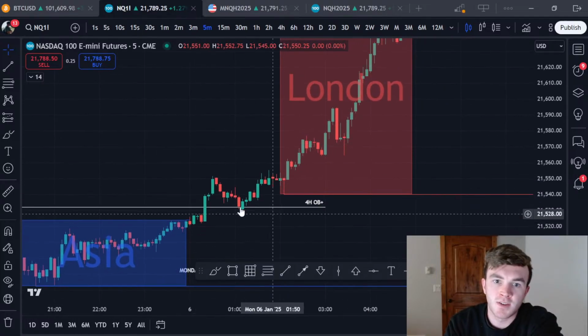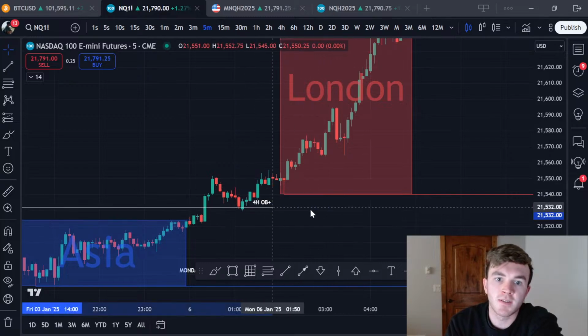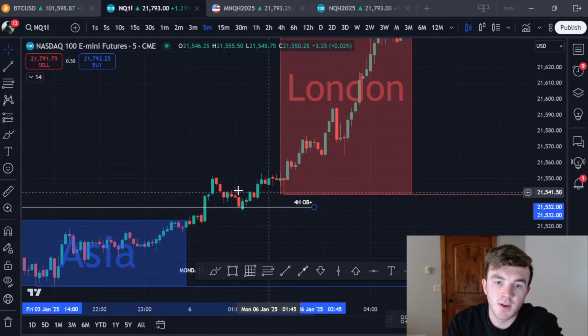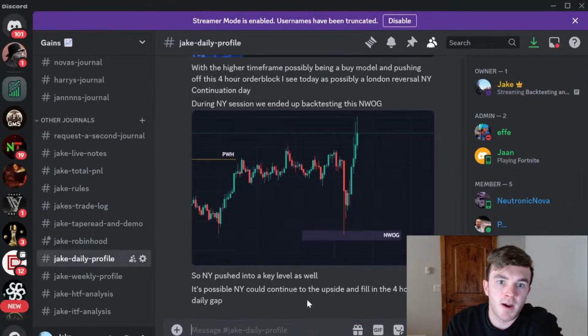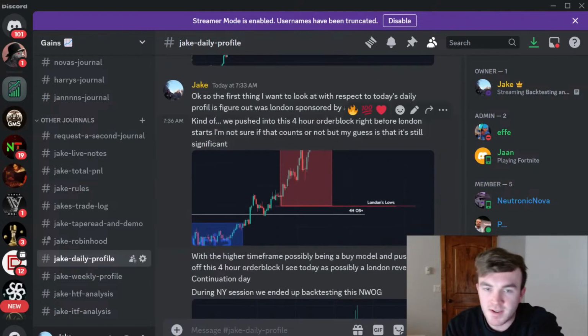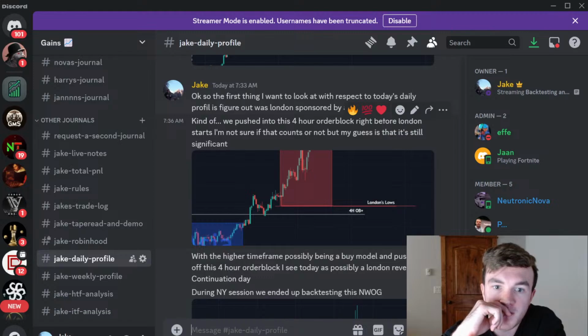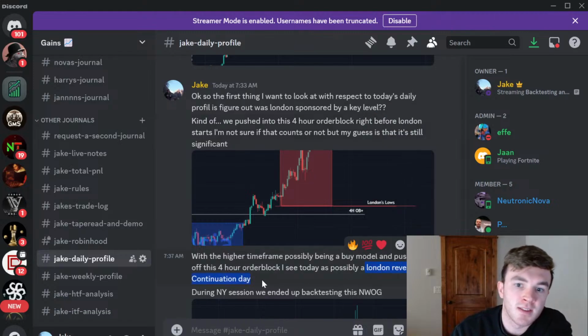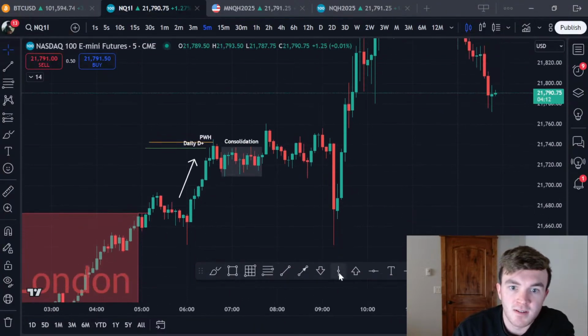journaling so far is one, but right before London we pushed into this 4-hour order block. And so as I said in daily profiling, to me that seemed like that could possibly be the key level that London pushed into, but then again it happened before London started. So that led me to think that today could be a London reversal New York continuation day, and it ended up being that. New York did continue to the upside.